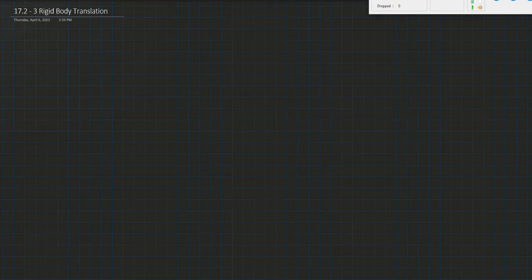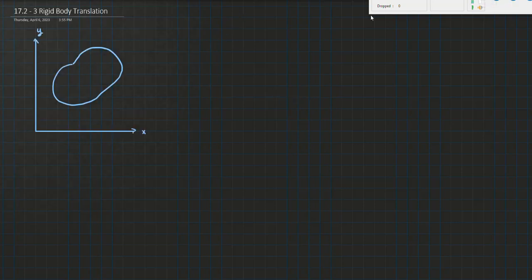Okay, let's talk about planar kinetics and rigid bodies in translation. So say we have a rigid body here with the center of gravity maybe here, and this rigid body has a number of loads on it, forces.